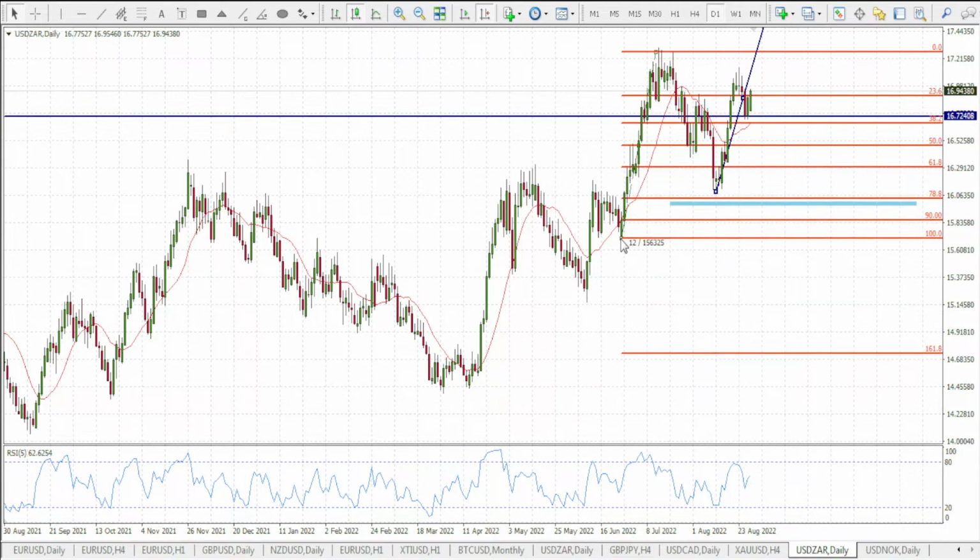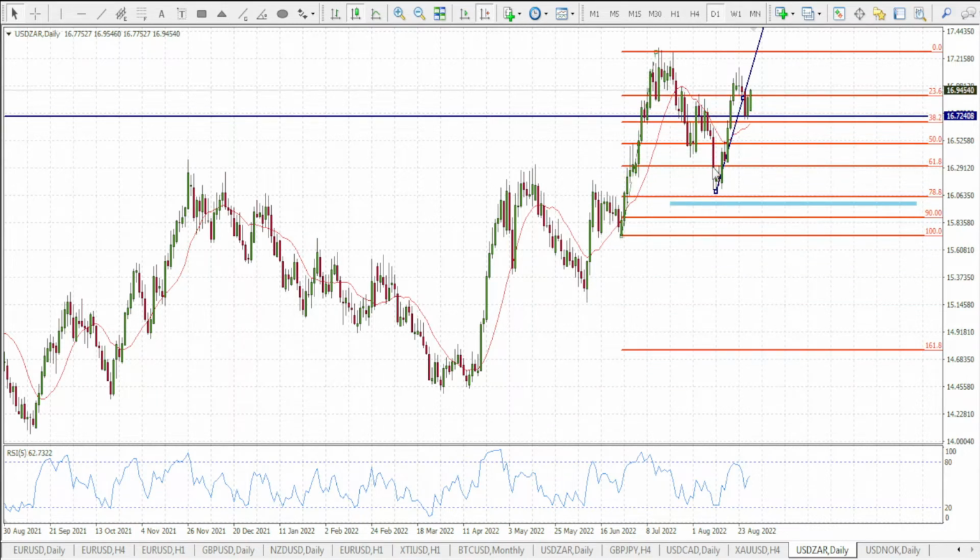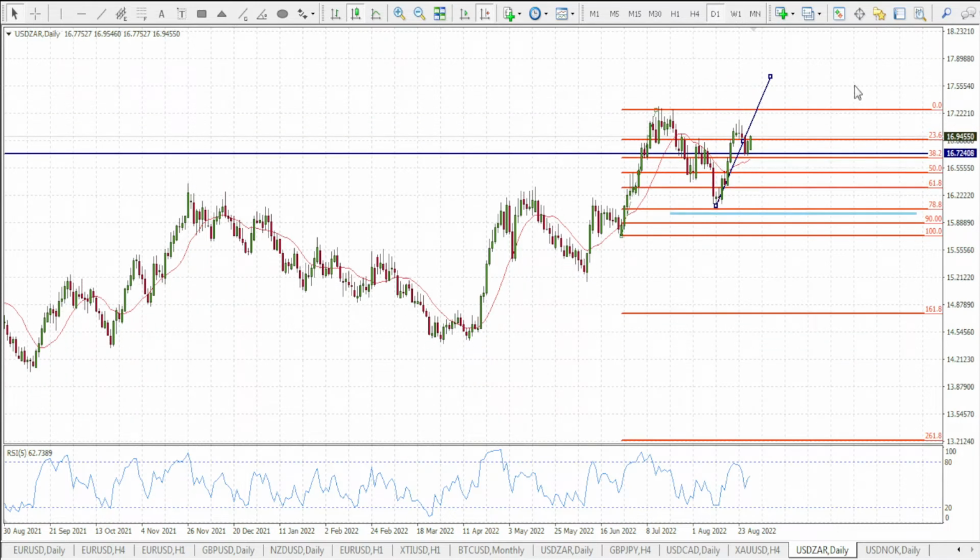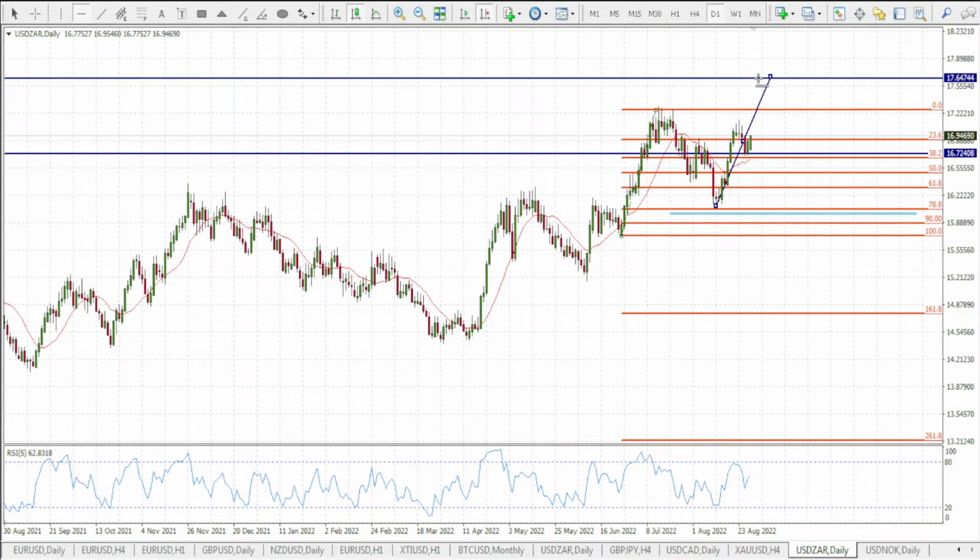If you see, almost 61.8 stop was right here, and the current impulsive wave is clearly pointing towards 17.6677. So there are now two chances. The first one is we will get a double top up there and the market will stop.